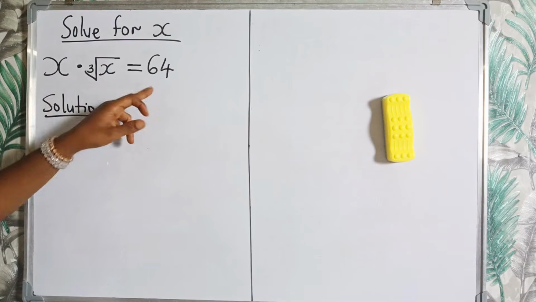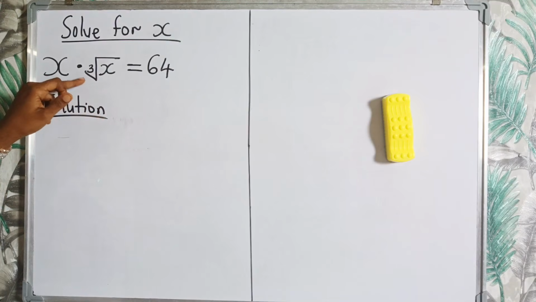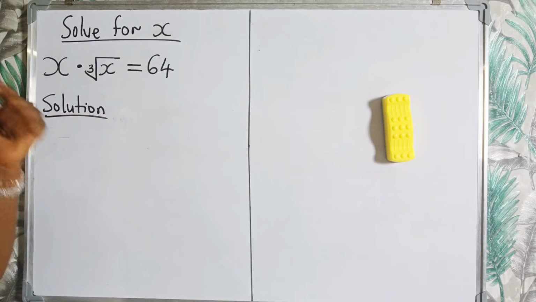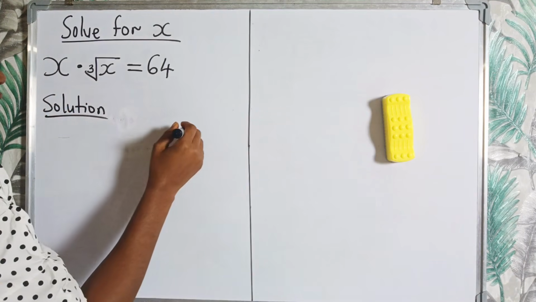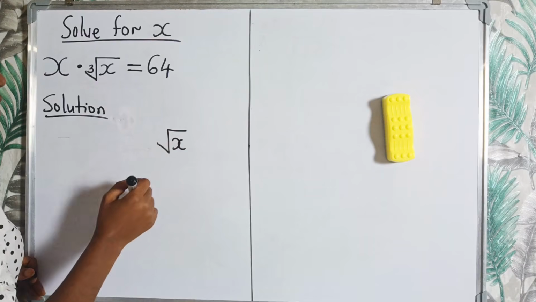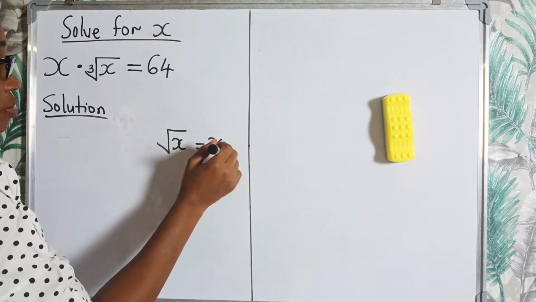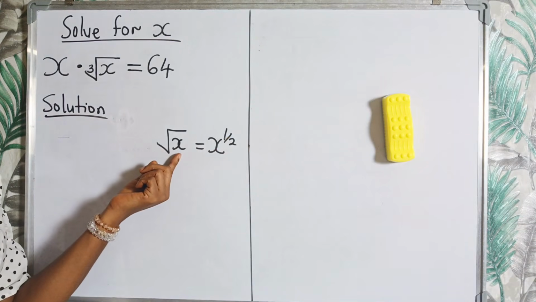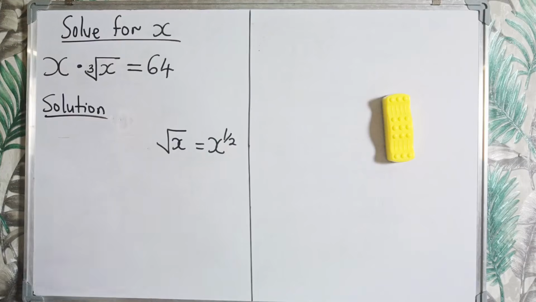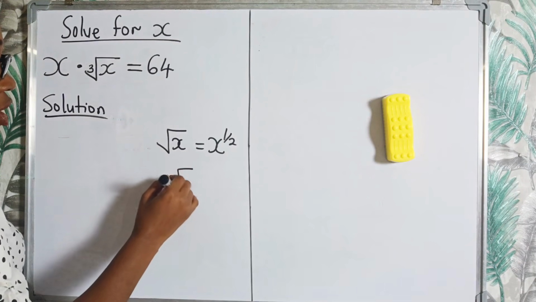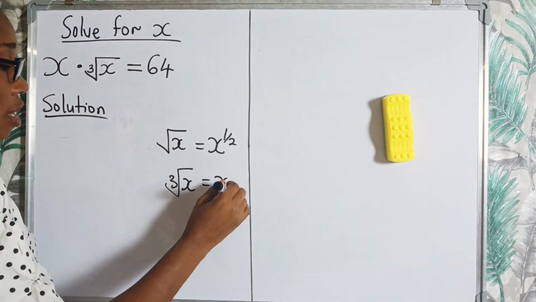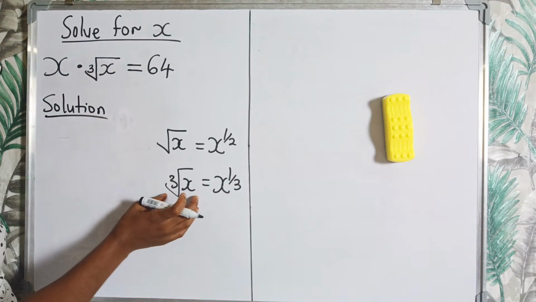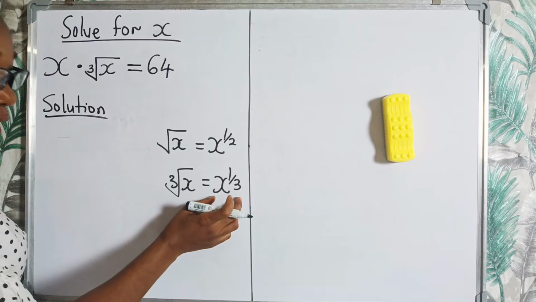Now, the first thing we are going to do is to express the cube root of x as a power of x. How do we do that? Let's say the square root of x is the same thing as x raised to power 1 over 2. I have expressed the square root of x as a power of x. So the cube root of x is the same thing as x raised to power 1 over 3. This is how to express the cube root of x as a power of x.